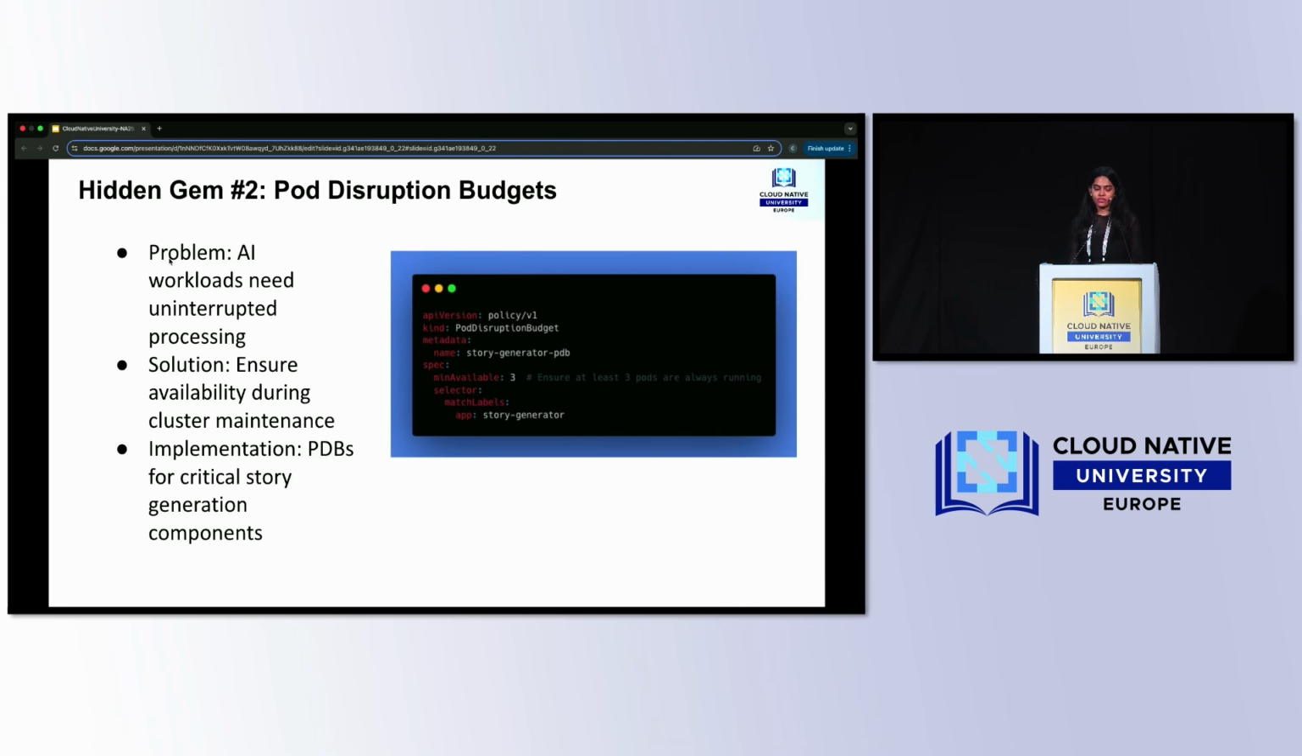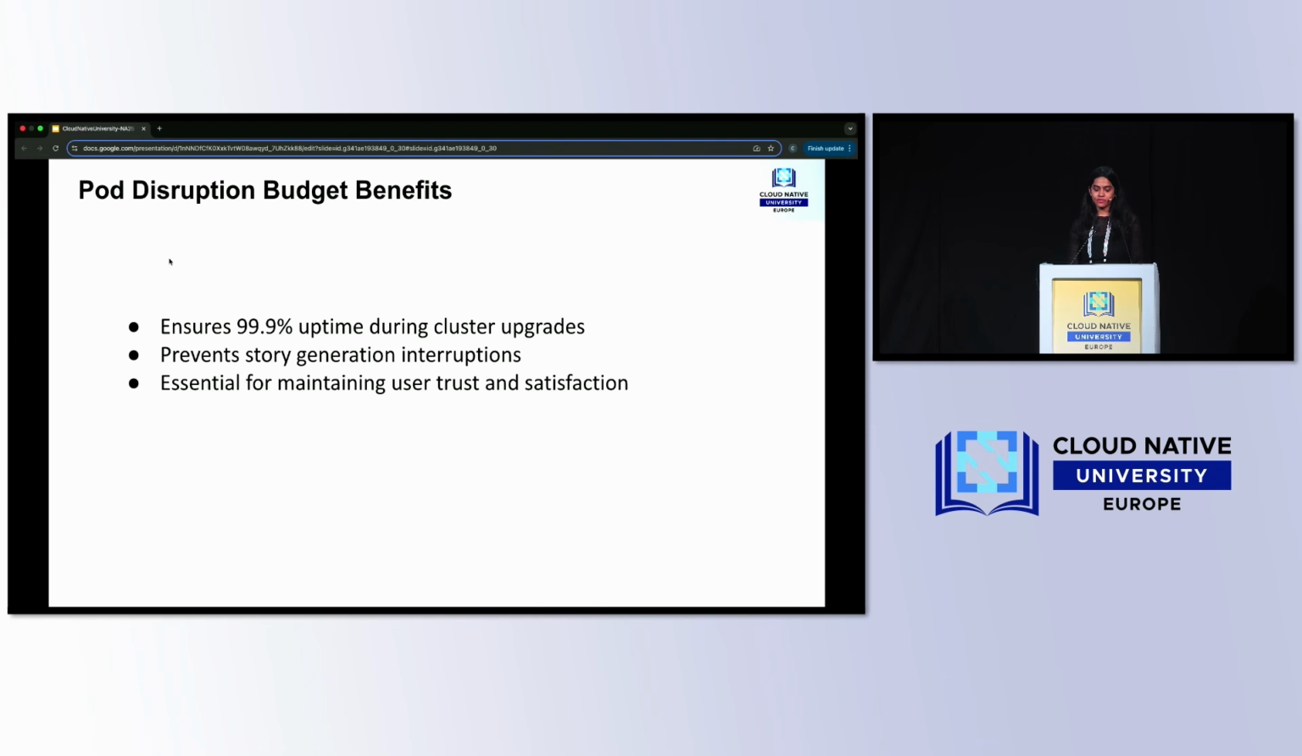The second hidden gem that I've used is pod disruption budgets. Cluster maintenance can disrupt the workloads. Pod disruption budgets tell Kubernetes how many pods must remain available during voluntary disruptions. This ensures critical services maintain minimum availability during upgrades or scaling events.